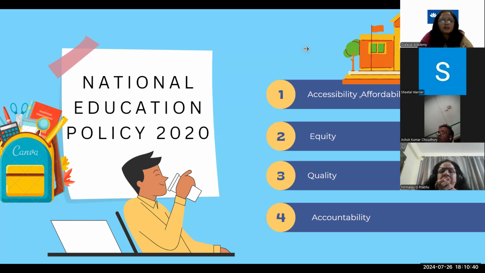So, dear educators, as we have understood, these 4 pillars are interconnected and interdependent also. They are aiming to create a comprehensive and inclusive education system that benefits all students and society as a whole.